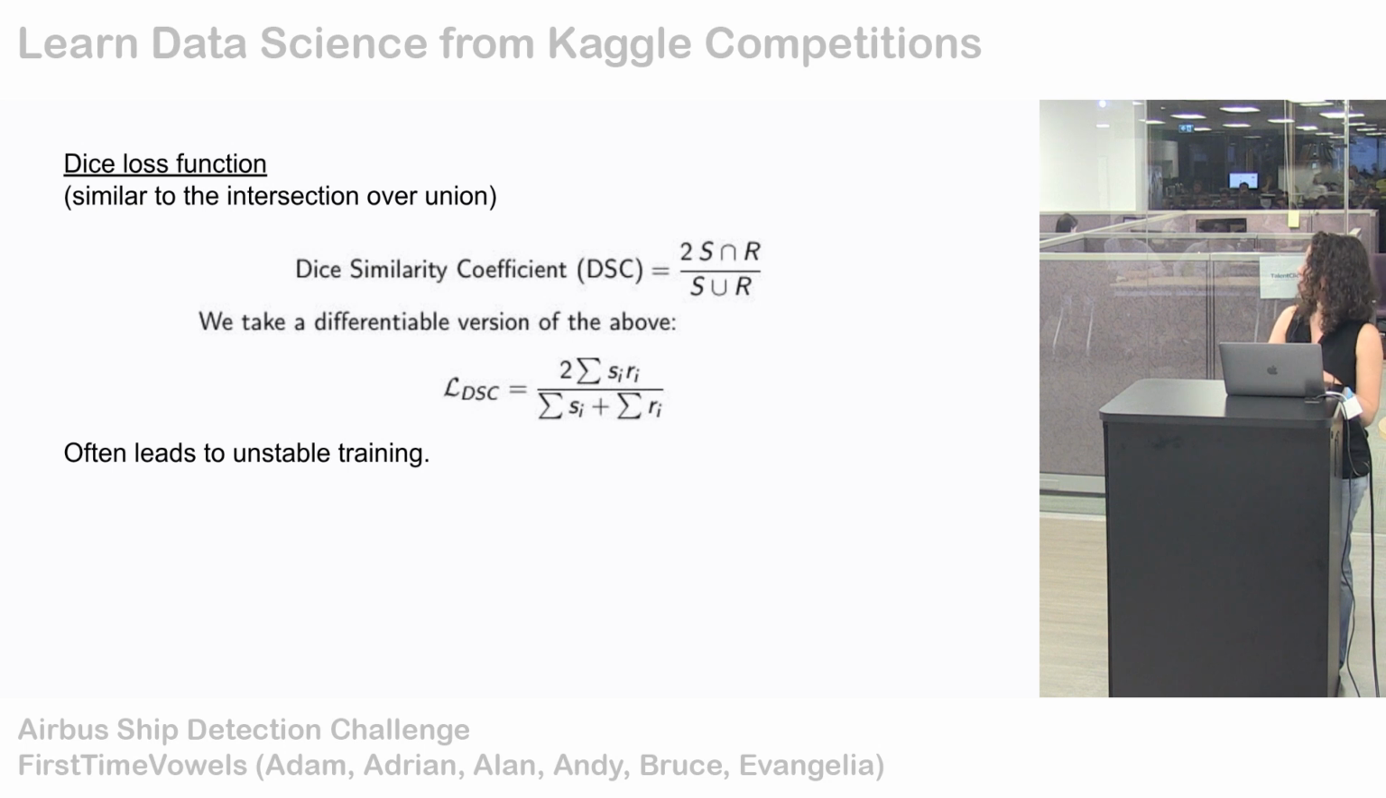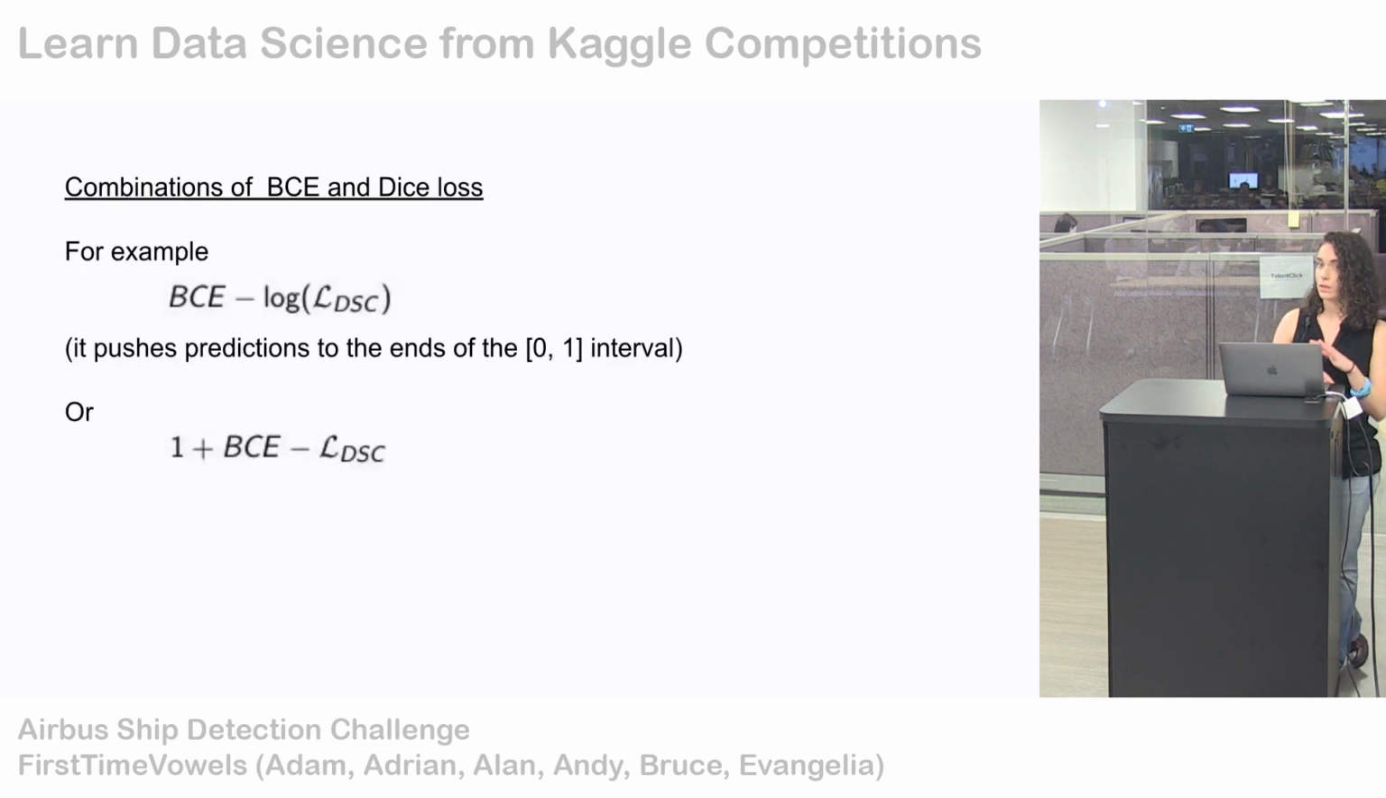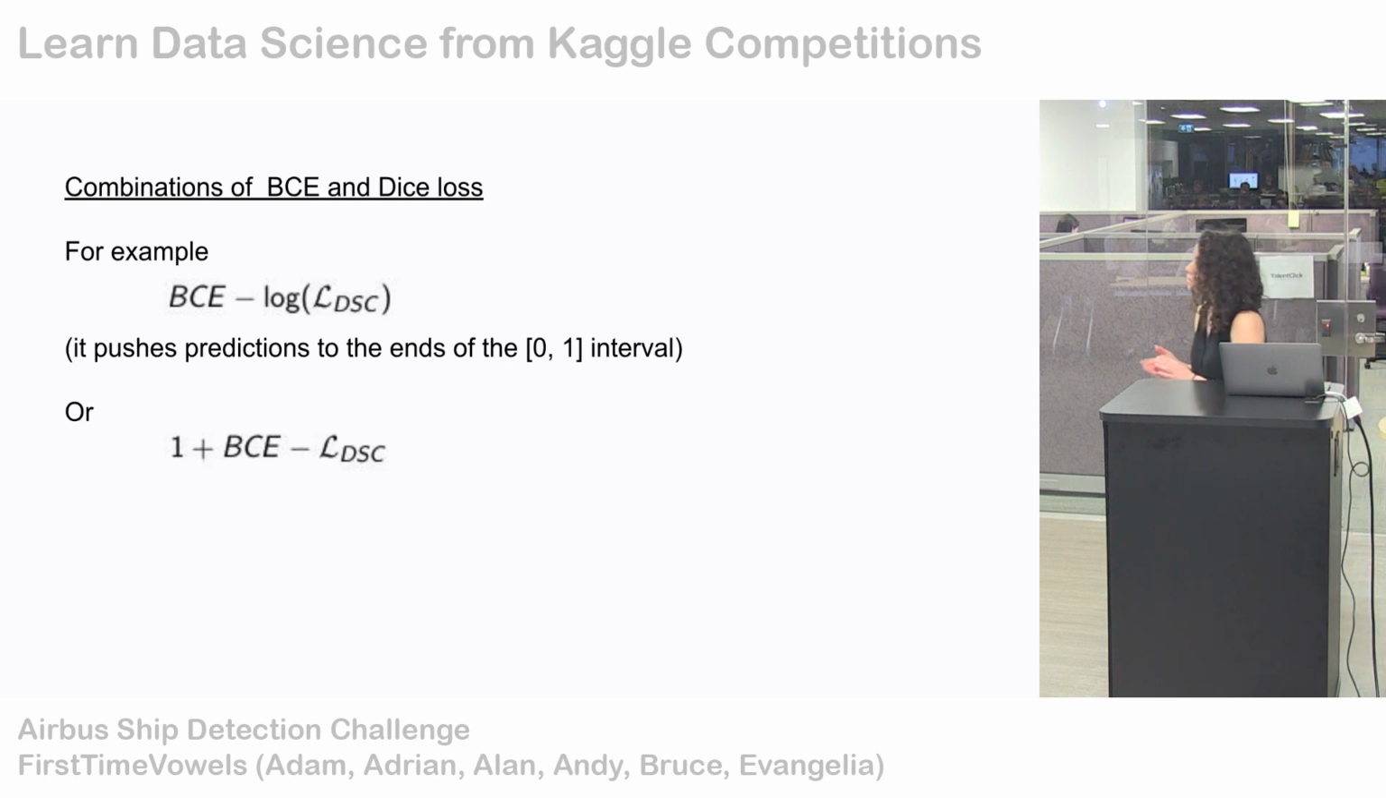And again, this by itself is not enough because it doesn't give a very good training easily. So what people seem to do a lot was to combine these two together. Two combinations that I happened to see from some comments were these two. One of them was to just take the binary cross entropy minus the logarithm of the dice loss, and the other one was binary cross entropy minus dice loss.